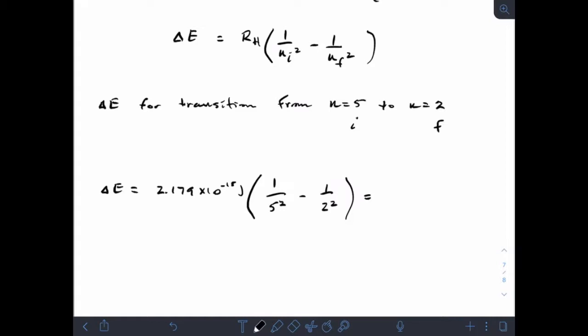So that comes out to be negative 4.576 times 10 to the negative 19 joules. Right, so delta E is negative.